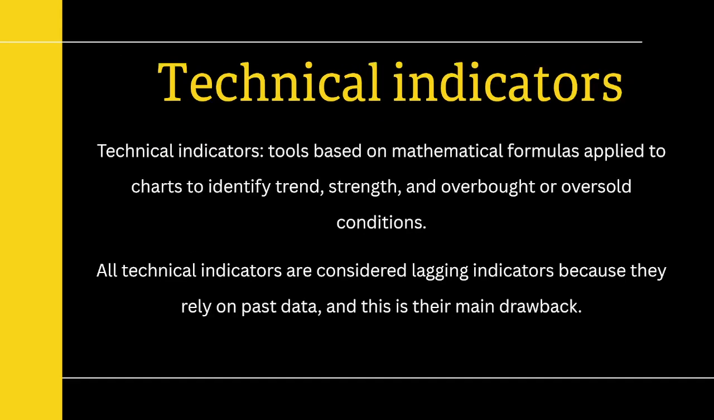There are a few technical indicators that we will talk about throughout this course. What are technical indicators? Technical indicators are tools based on mathematical formulas applied to charts to identify trend, strength, and overbought or oversold conditions. All technical indicators are considered lagging indicators because they rely on past data, and this is their main drawback. And that is why throughout this course we will not only study indicators, we will also study normal and raw charting and price action.